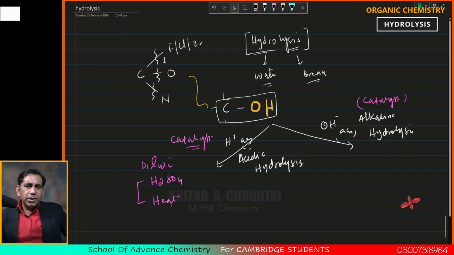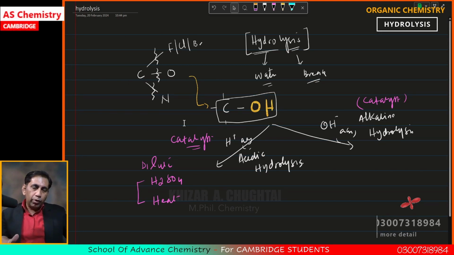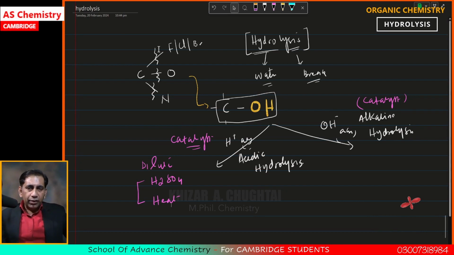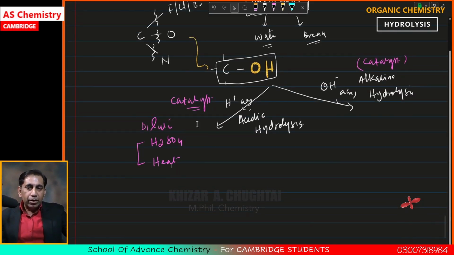Whenever any molecule has a C-O bond, C-F bond, C-N bond, these bonds will be broken. Usually single bonds are going to be broken. If there is no single bond, then a double bond or triple bond can be broken. So whenever we break a bond with the help of a water molecule, water is going to break this bond with the help of acid or alkali. If you are using acid, this is called acidic hydrolysis. If you are using alkali, it is called alkaline hydrolysis. Now, if you are using acidic hydrolysis and they are asking to write the reagent and conditions, then you will write dilute sulfuric acid and heat.